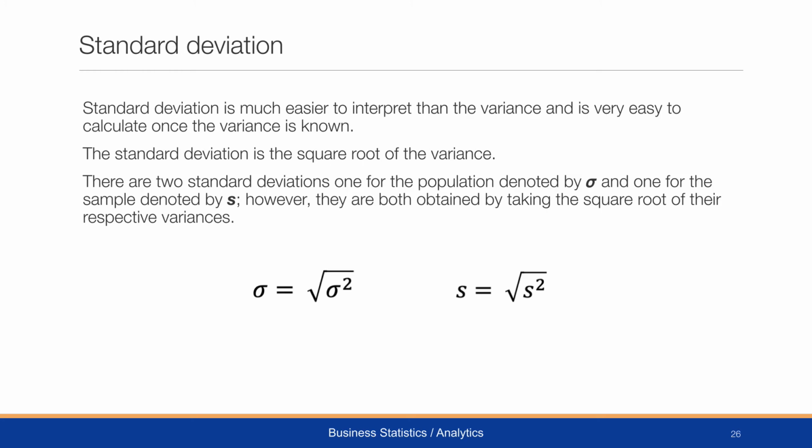Now, as we said before, why was it sigma squared? It's because we're really going to take the square root of that, and we're going to get a standard deviation. The standard deviation is nothing more than the square root of the variance. There are 2 standard deviations here, one for the population denoted as sigma, and one for the sample denoted as s. But they're both obtained by taking the square root of their respective population and sample variances. And this is what we're going to focus on a lot. Did it have to be the sigma squared or not? No, it could have been any other symbol they chose, but by doing this, they've streamlined it to make this a little bit more clear.